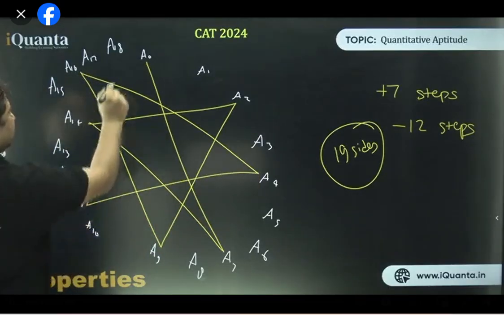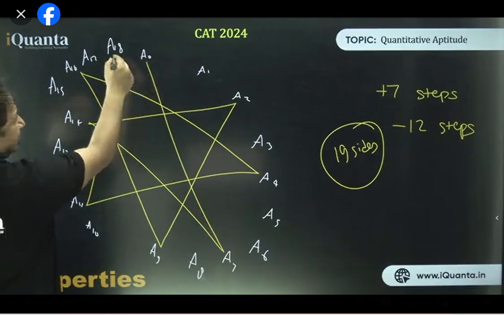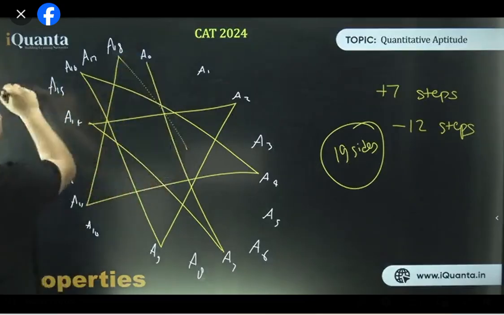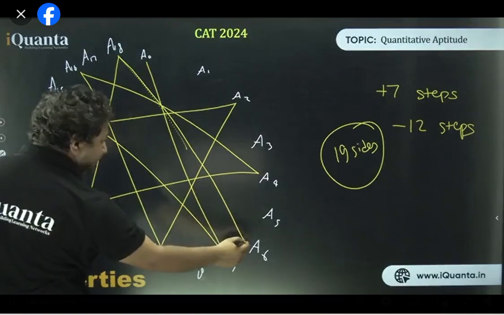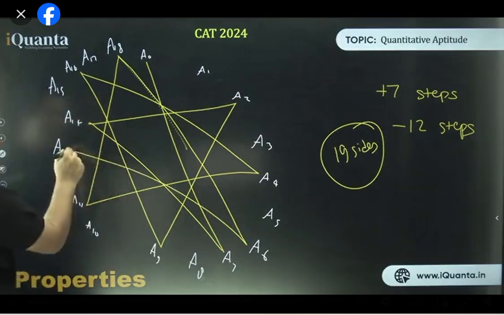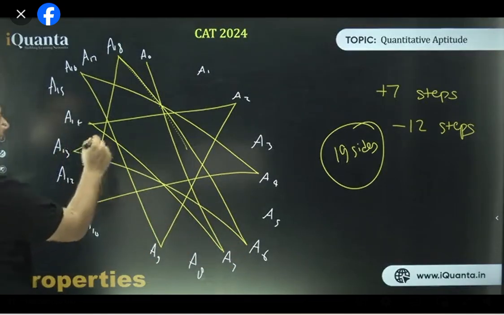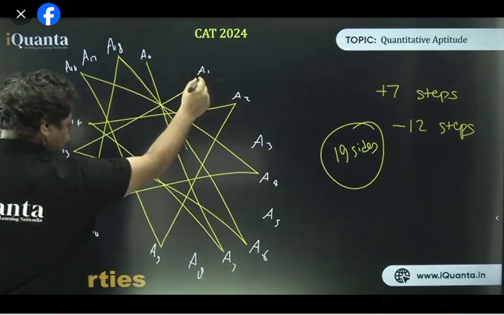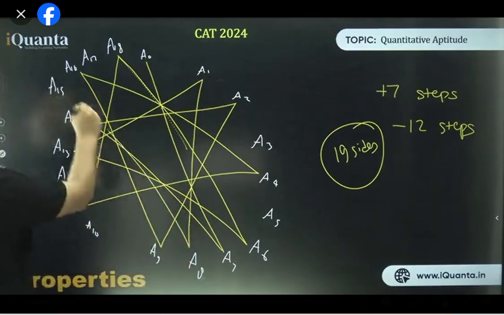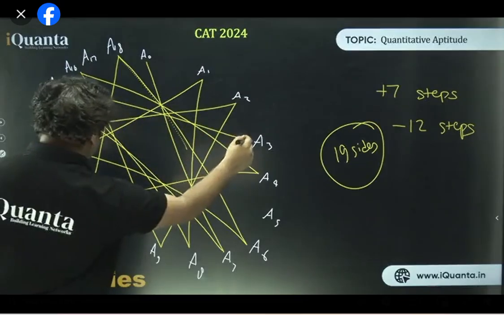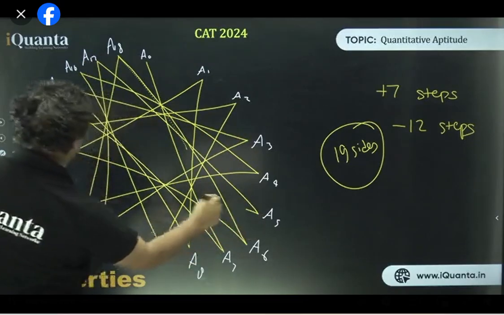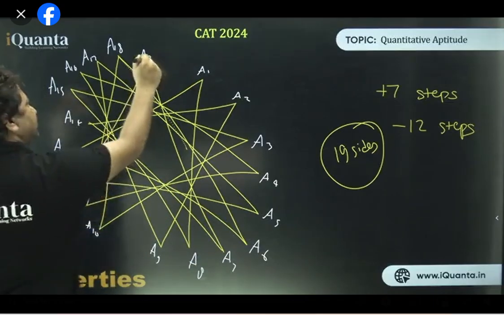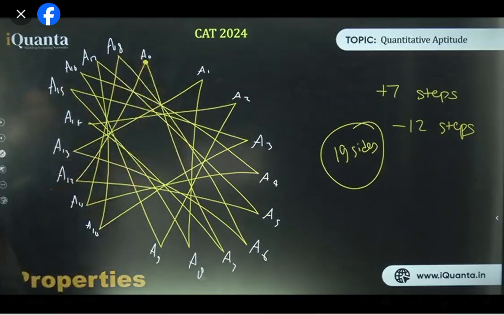Then A18, 7 more, 7 आगे होने तक 12 पीछे जाते हैं. A18 to A6. The people who recognize this will be solving it. A6, 7 can be done, so A13. 7 more, not possible. 12 less, yes, A1. 7 more is A8. 7 more is A15. 12 less is A3. 7 more is A10. 7 more is A17. 12 less is A5. 7 more is A12. 12 less is A0. Wow, see, I reached there. I reached where I started from.